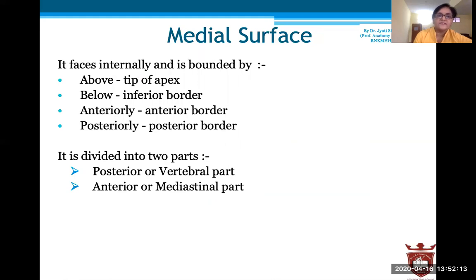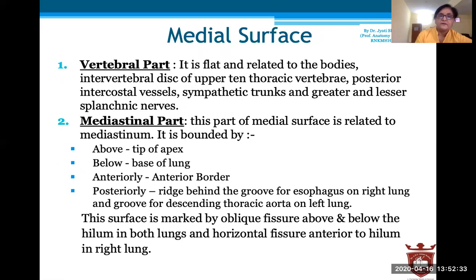The medial surface we are seeing now, it faces internally and is bounded by tip of apex, below inferior border, anteriorly anterior border, posteriorly posterior border. As we had seen earlier also, the medial surface is divided into two parts. The posterior part is the vertebral part and the anterior part is the mediastinal part. Vertebral part is flat and is related to the bodies and intervertebral disc of the upper 10 thoracic vertebra, posterior intercostal vessels, sympathetic trunks, greater and the lesser splanchnic nerves.